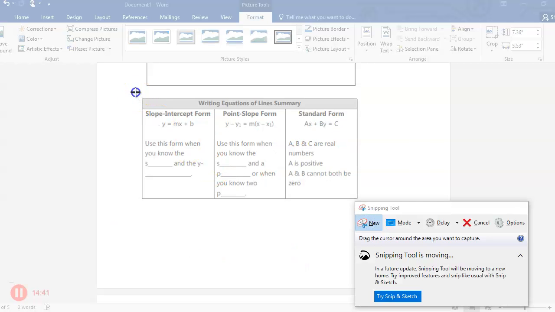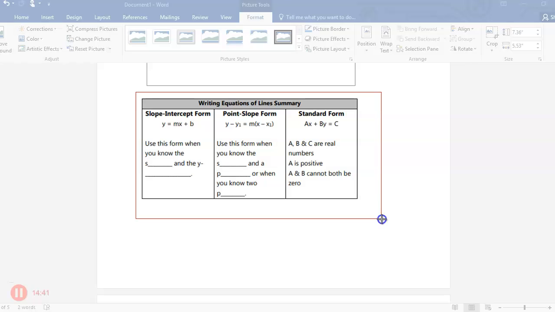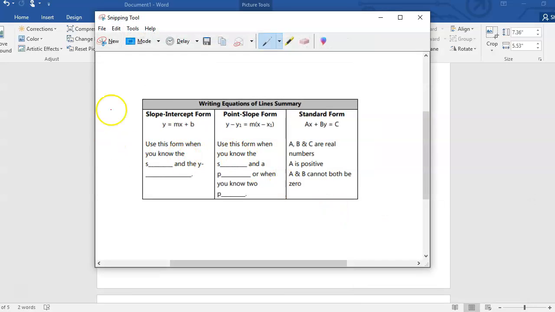All right, let's move on and let's go ahead and review all the different forms. So the first form is slope-intercept form, y equals mx plus b. We're going to use this form when you know the slope and the y-intercept.